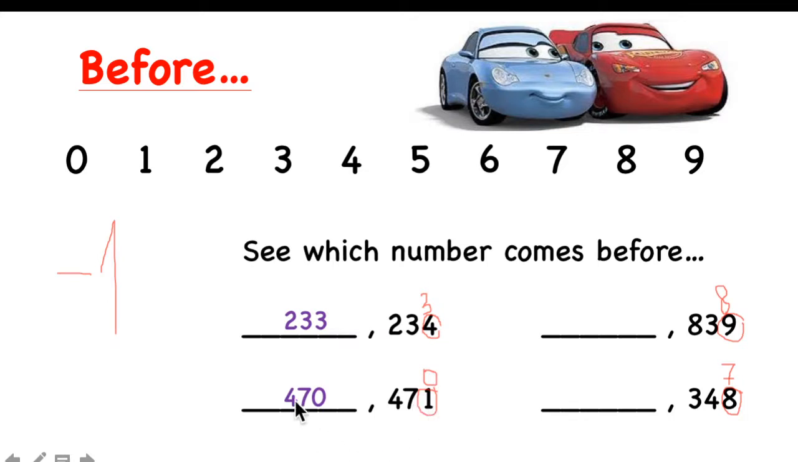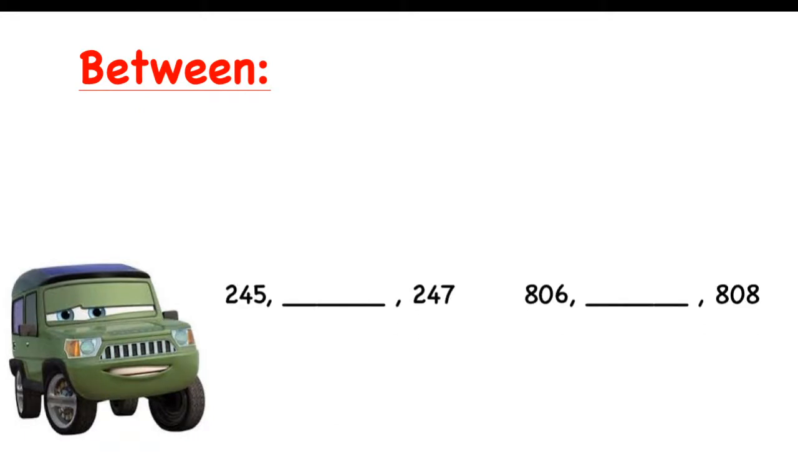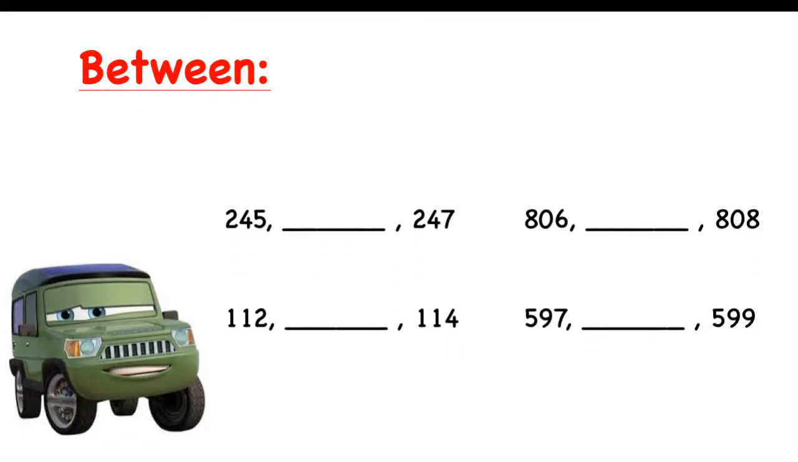471, 470 comes before. I just changed the 9 into 8 and I have the number. Change the 8 into 7 and copy the first and second digits, hundreds and tens digits. This is how you can do easier the numbers that come before. Between, I like to count on.